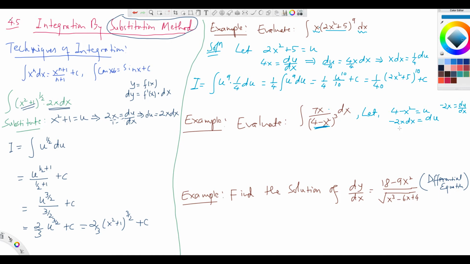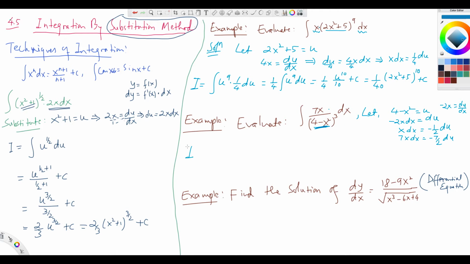So how do I do that? I will write x dx equals negative 1/2 du. What did I do? I divided by negative 2 on both sides. Now I multiply by 7. So 7x dx equals negative 7/2 du. That's what I got. So the value of 7x dx will be negative 7/2 du, and this is u to the third.